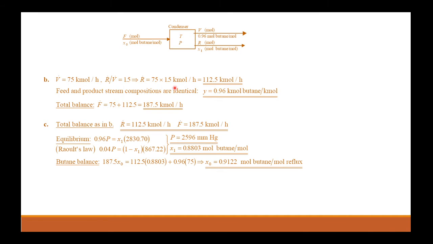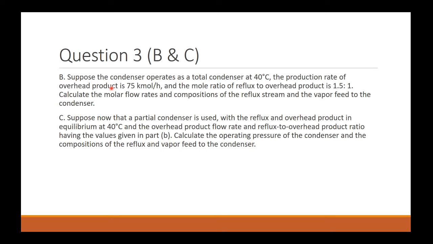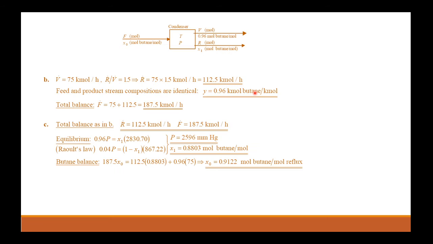So we'll look at the question one by one. We have the overhead stream at 75 kilomoles per hour, and the ratio of the reflux to the overhead product is 1.5 to 1. Simply substitute V into here and we can calculate R, which is actually 112.5 kilomoles per hour.